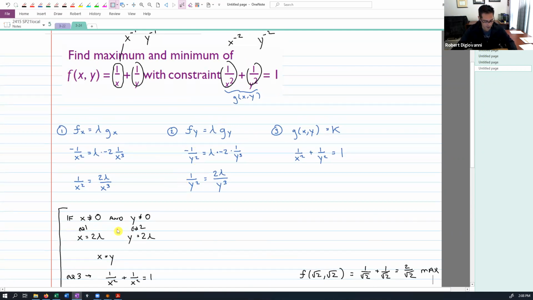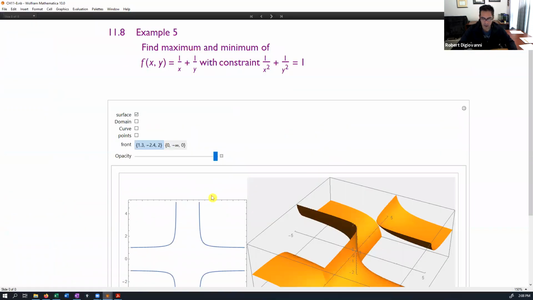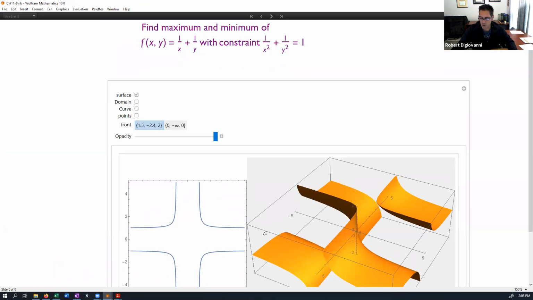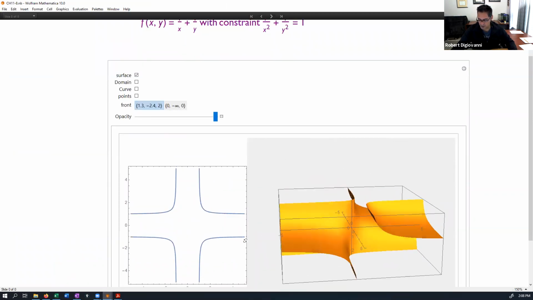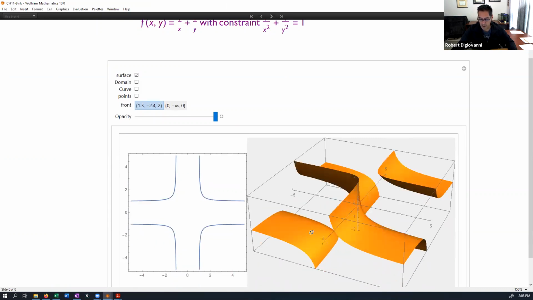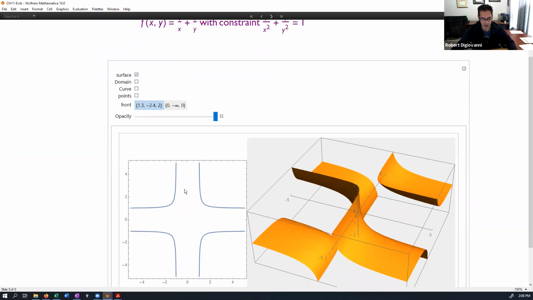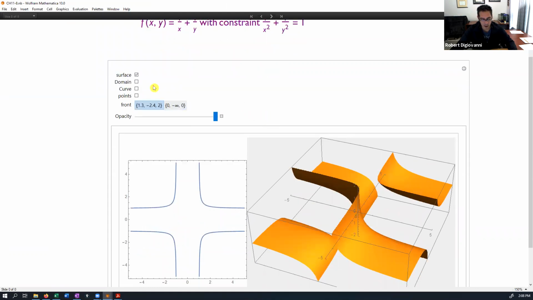So, okay, let's look at it visually. Let's see what it looks like. So 1 over x plus 1 over y, this is the surface. Pretty cool looking surface, actually. I think it's pretty awesome. Okay, and we are restricting it to this domain right here. So this is what 1 over x squared plus 1 over y squared equals 1 looks like. And so there's the domain on the ground.